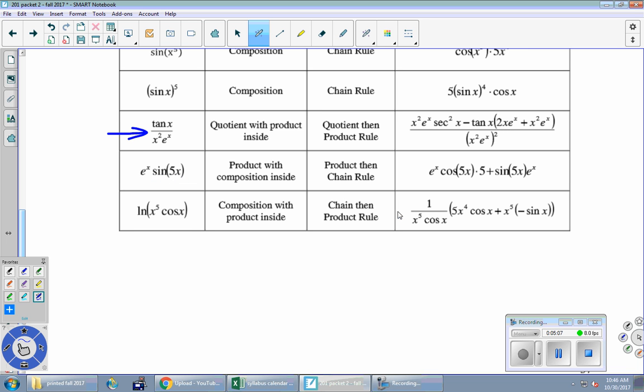What's the fundamental rule for this one? Is it a quotient or is it a product? It is a quotient, first and foremost. Like don't get lost in the details. Don't look at all the details here or here. Just say, yeah, it's two functions divided. And that's the quotient rule.